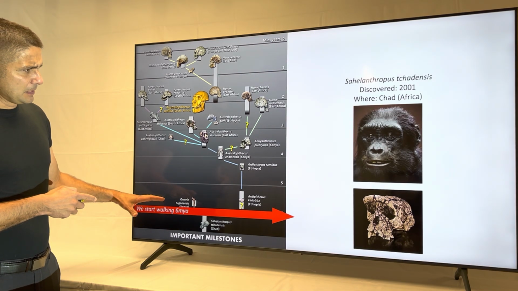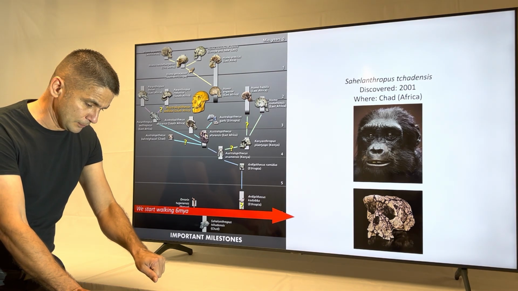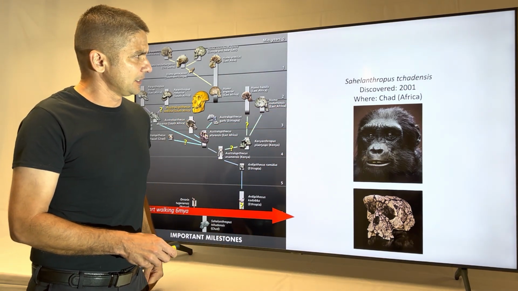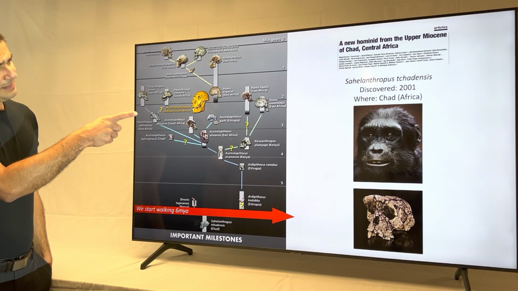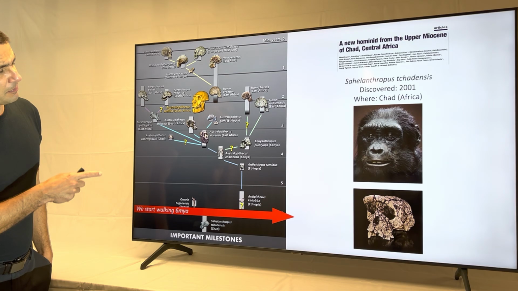The evidence that we had to suggest that we went from walking on 4 feet to 2 is this guy here. It is a fossil that was discovered in 2001 in Africa. That fossil was described in a paper in the journal Nature. That right there is a Nature.